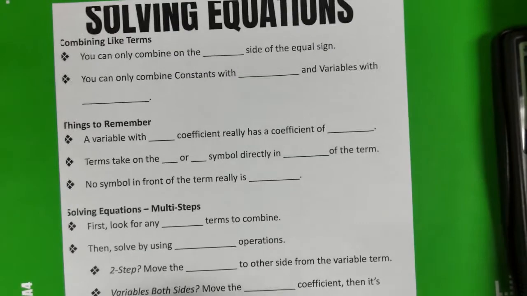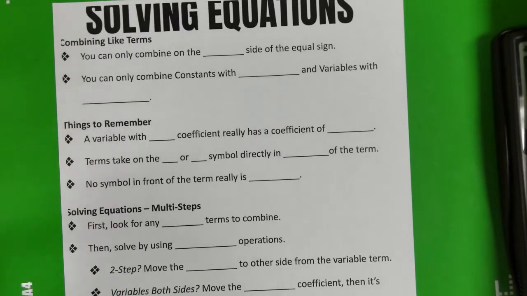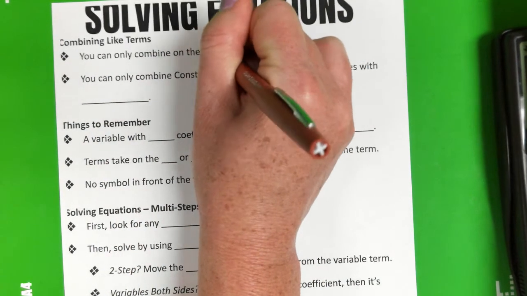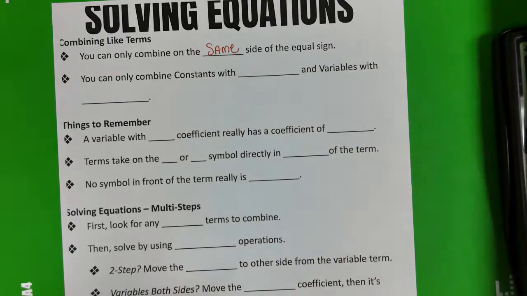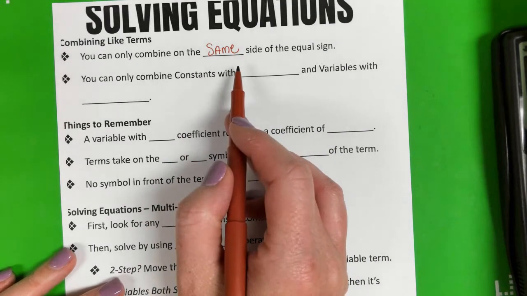Okay, let's go through the steps of solving equations. The first thing talks about combining like terms. In order to combine like terms, remember that you can only combine terms that are on the same side of the equal sign. That's really important. They have to be on the same side.